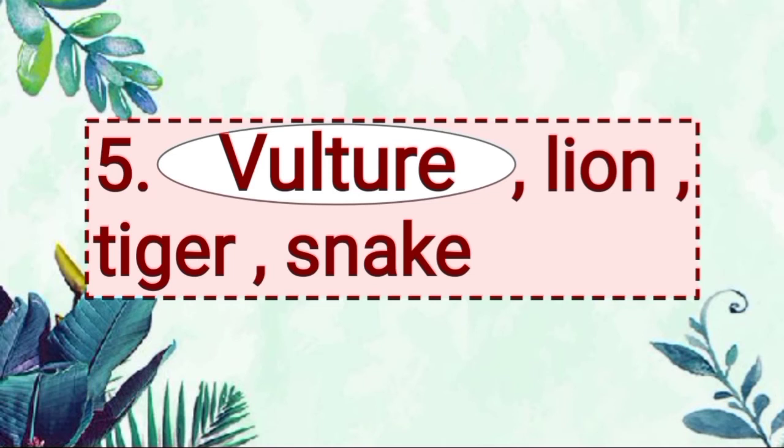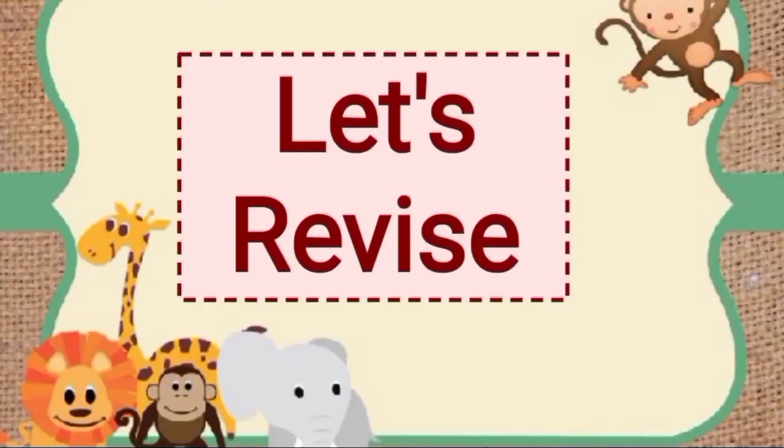of dead animals. And the other three, lion, tiger, and snake, are examples of carnivorous, means animals that eat the flesh of other animals. So we have to circle first word V-U-L-T-U-R-E, vulture. So let's revise.